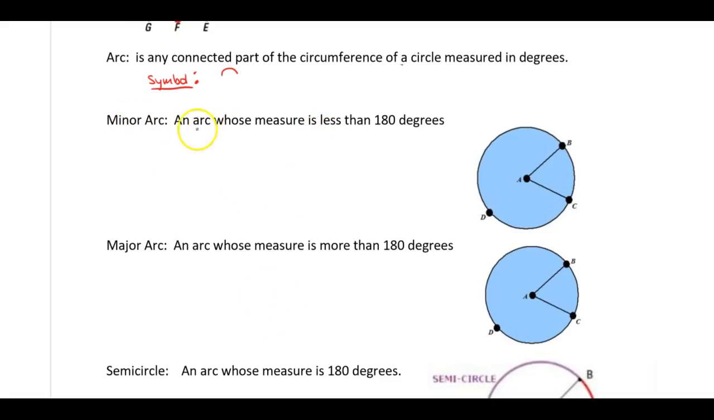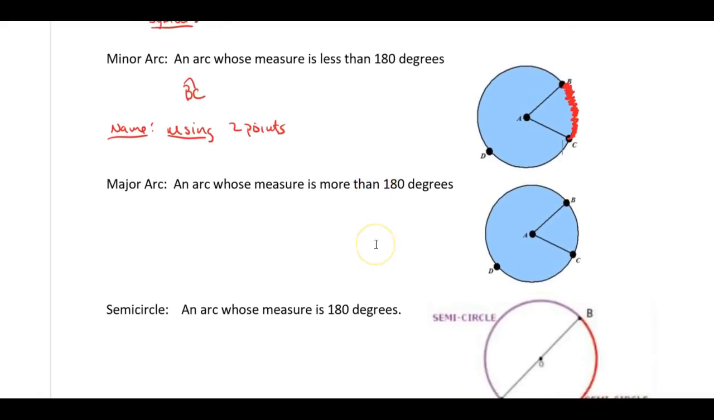One is a minor arc, and that is an arc whose measure is less than 180 degrees. So when I look over here, this arc is a minor arc because that's less than 180 degrees. I would name that minor arc BC. So when you name a minor arc, you use only 2 points to name it.